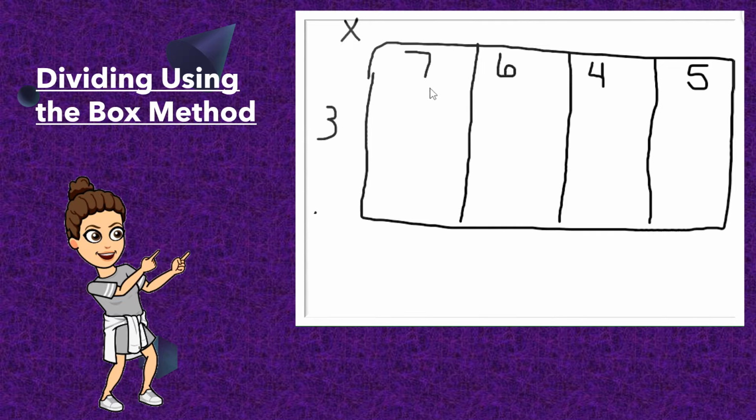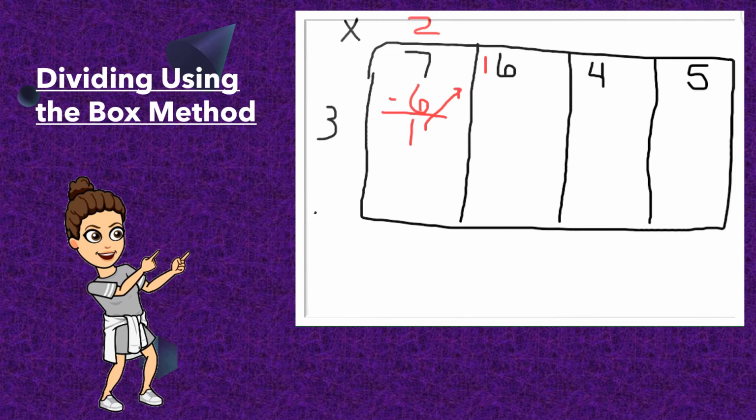So how many 3's will divide into 7? That will be 2. Then 2 times 3 is 6. And 7 subtract 6 is 1. We have 1 left over, so we bring it up here next to the 6.